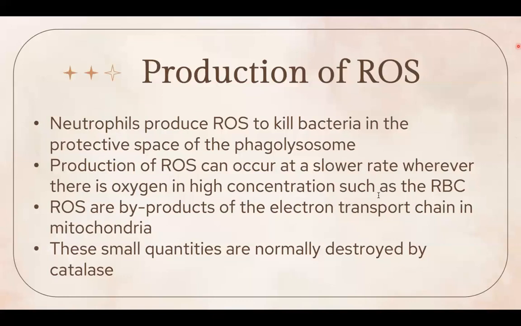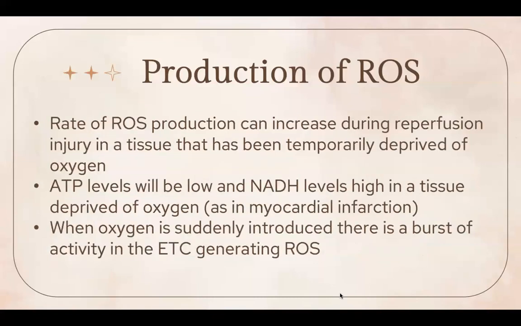So what do I mean by reperfusion injury? Okay, let's look at this slide. The rate of ROS can increase during a reperfusion injury in a tissue that has been temporarily deprived of oxygen. So let's say you have a heart, and suddenly the blood vessel to a particular area of the heart is stopped. Okay, there's a blockage in the artery, and the blood supply to a small area of the heart has stopped. It's halted. Now what?